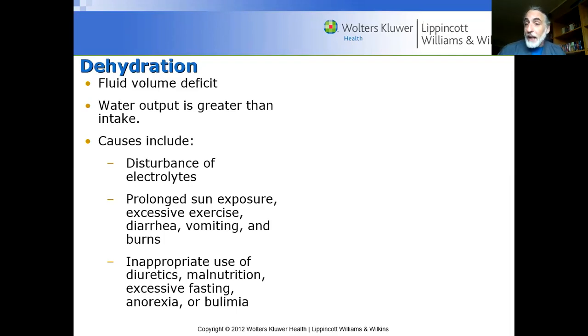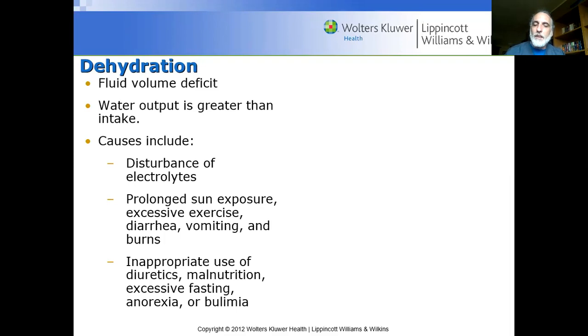Inappropriate use of diuretics. Oh my, does this happen? It does, and for weight loss. Malnutrition. Malnutrition is another piece that can cause dehydration. Excessive fasting, and then anorexia or bulimia.